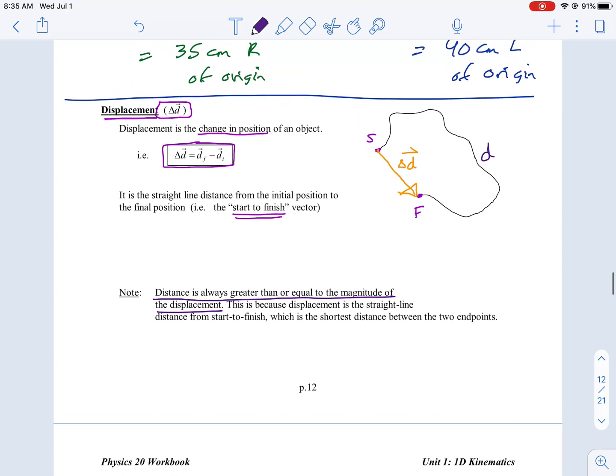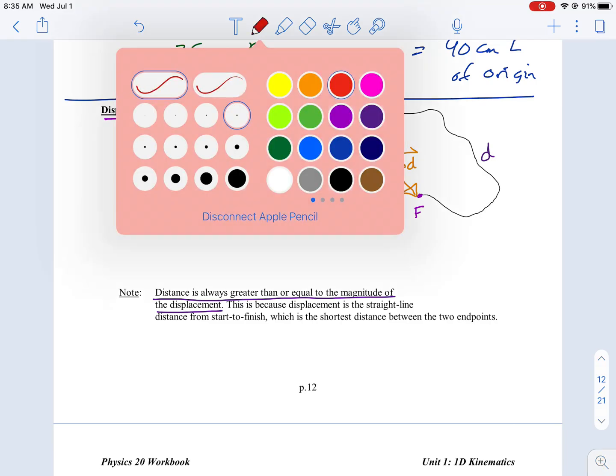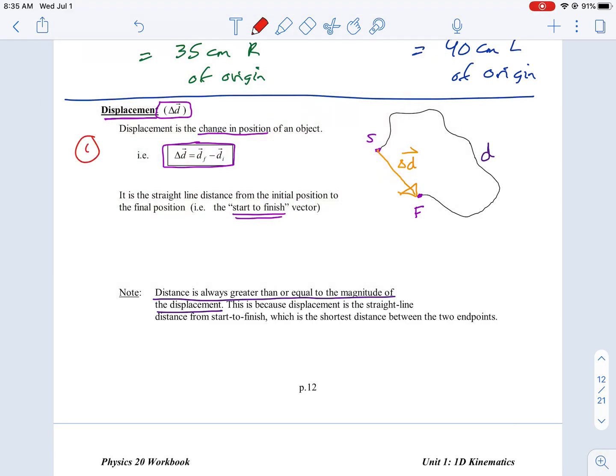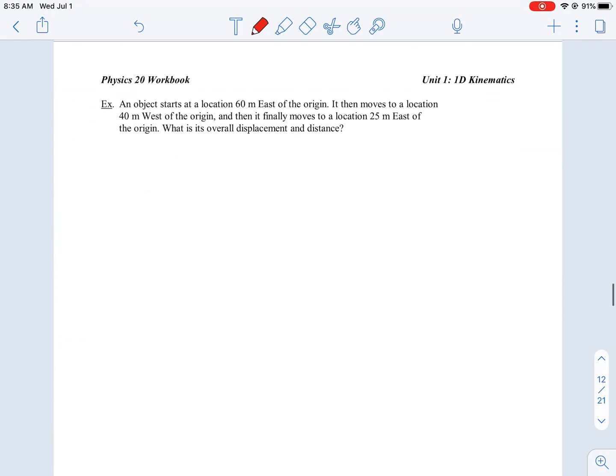Okay, so you see we actually have two different ideas about displacement. We have this equation, and then we have the idea of going from start to finish. Let's take a look at each as we do the next questions.